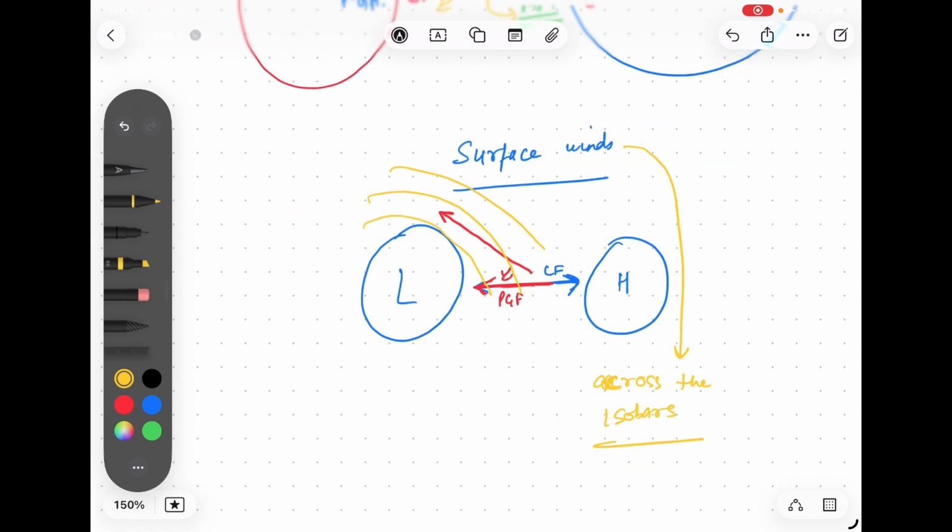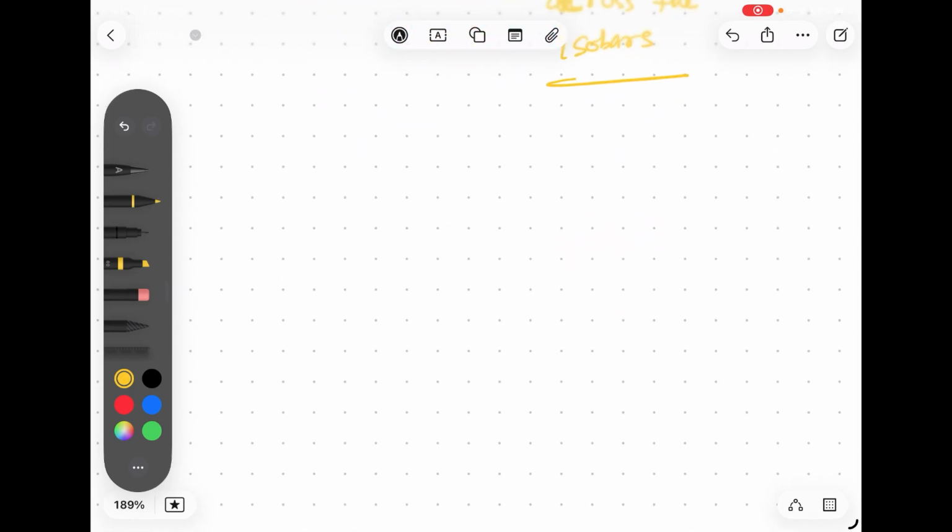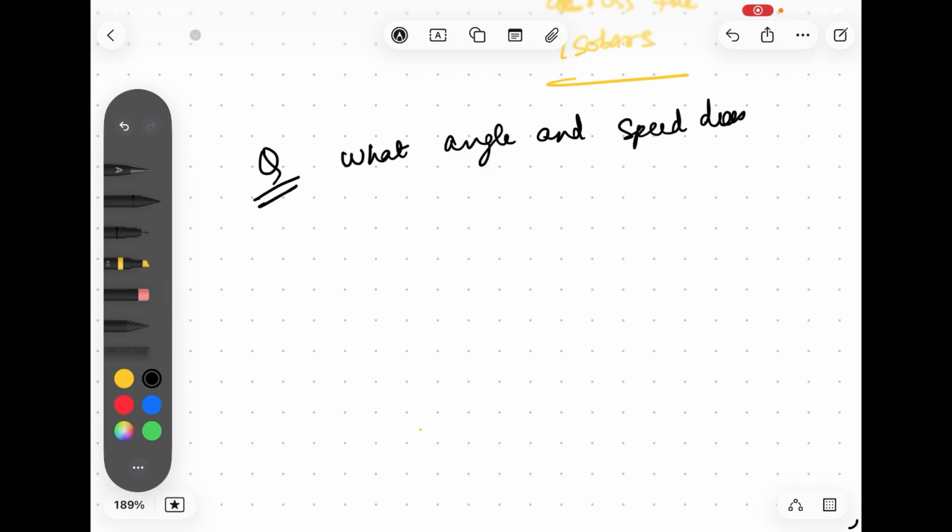Now let's talk about one important part where you need to understand the value. So what angle and speed does the wind change? This also comes in the exam. Of course, once there is more friction, it would be a higher change. If the friction is less, it would be a lesser change. Okay, so wind is backed by 30 degrees, then the wind speed decreases by 50% on land.